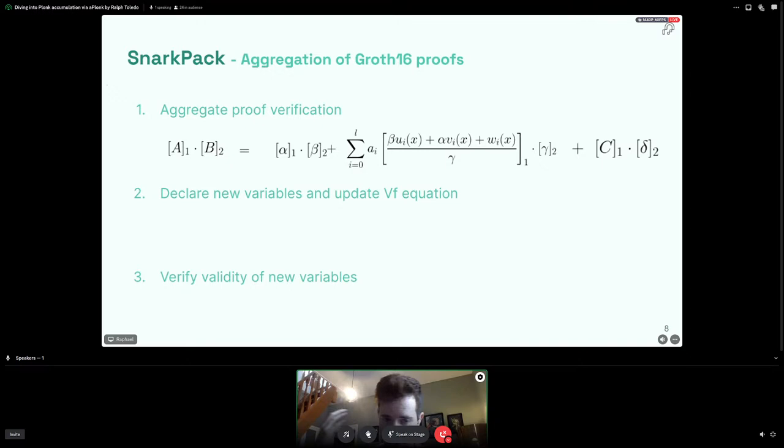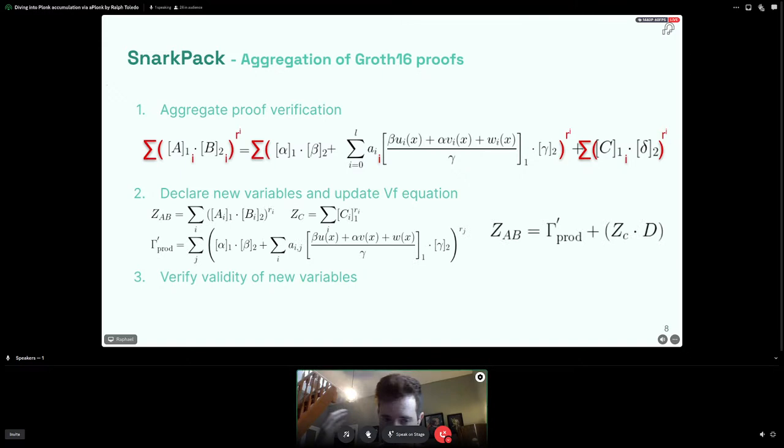So what we're going to do is have a linear combination with some randomness of these proofs. So here you can see that we have the randomness r, which is the power here on the left and on the right. What's very important to notice is that the public inputs do vary. So we have the sum of the a_i u_i in red.